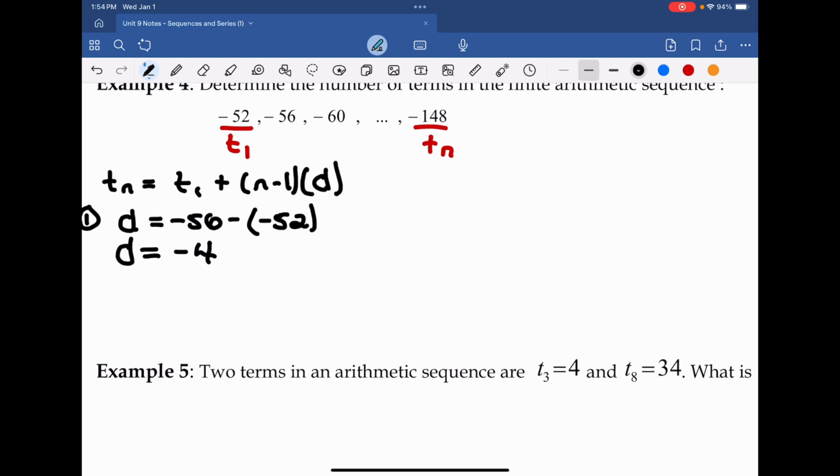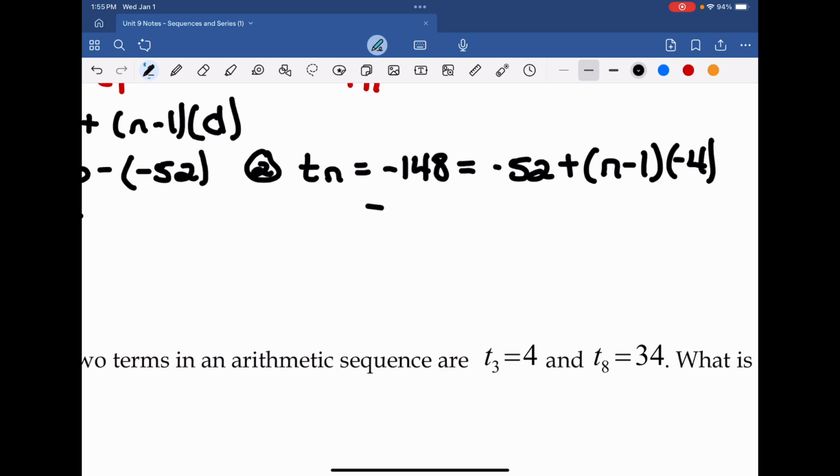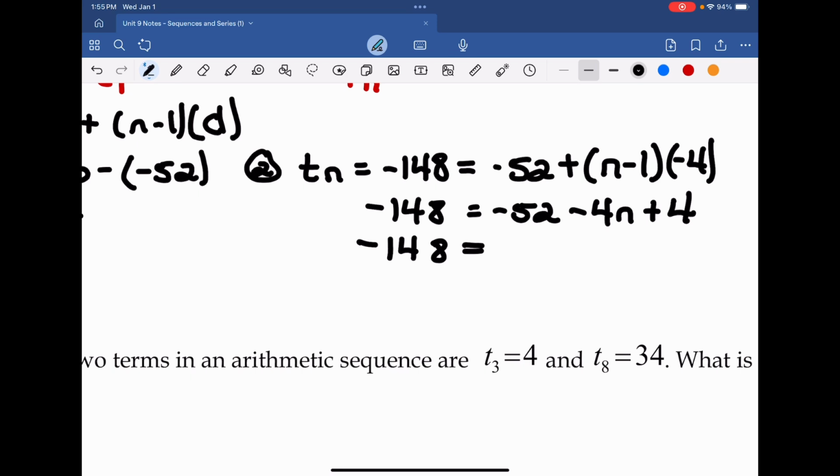So I'm just going to go maybe to the right here and start it. For step number 2, we're going to write this as Tn, which is equal to negative 148, which is equal to term 1, which is negative 52, plus we don't know the n value, but we now know the common difference of negative 4. Now what we're going to do is just solve this just like we did on the previous page. Negative 148 is equal to negative 52 minus 4n plus 4. Negative 52 plus the 4 is going to equal negative 48 plus 4n.